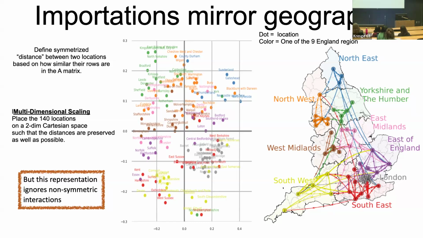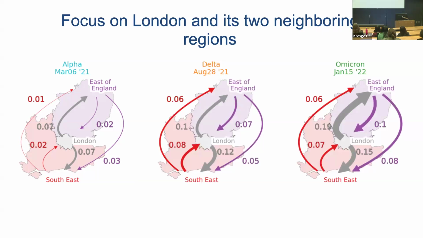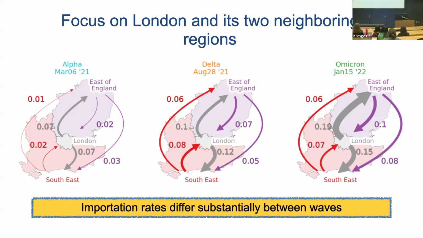asymmetry in importation rates. And so in the next one, we just look at three regions. Here, London is joined by East of England and Southeast, and we compare it across waves. And so here you see essentially a 3x3 matrix drawn as arrows for this period of time. And then for Delta and Omicron, it looks like that. And the main point of this is to show that, well, these matrices change over time. It was a little bit surprising to me.